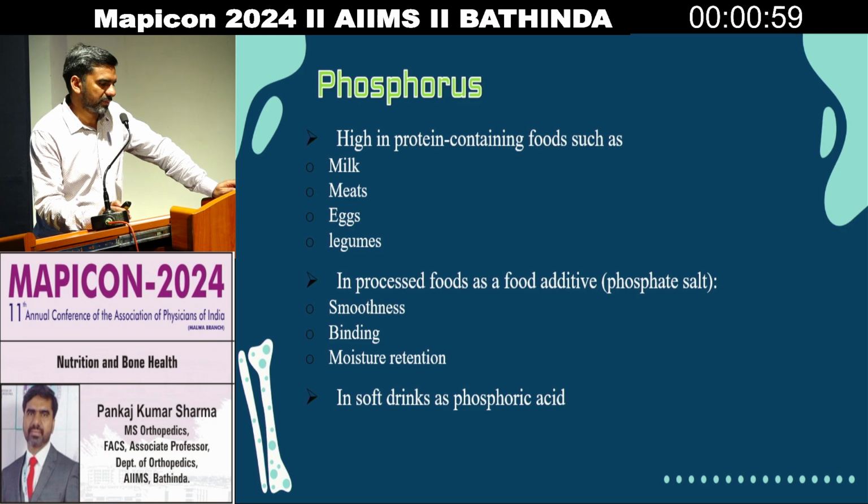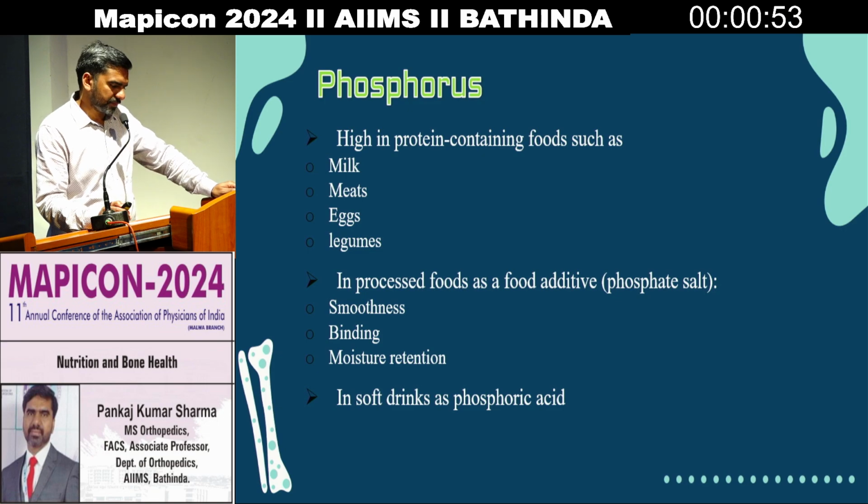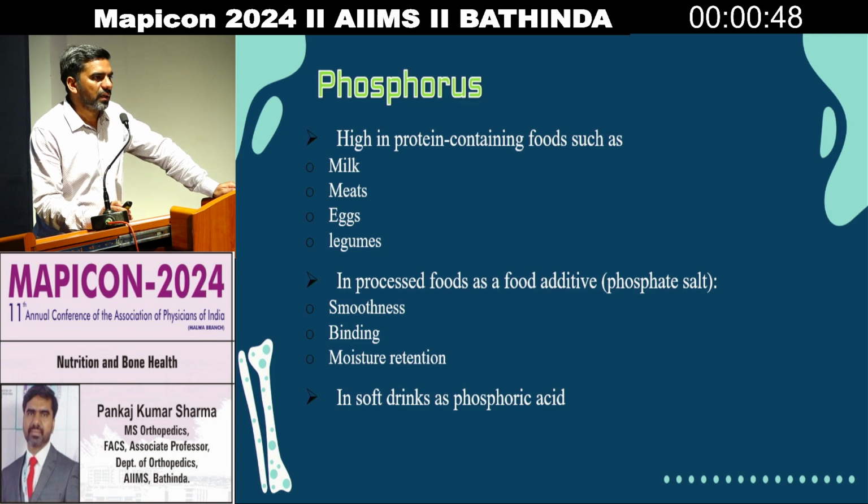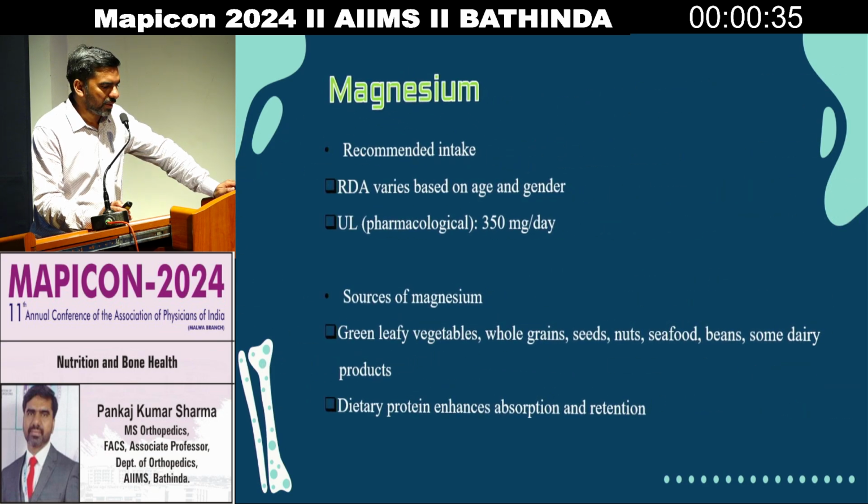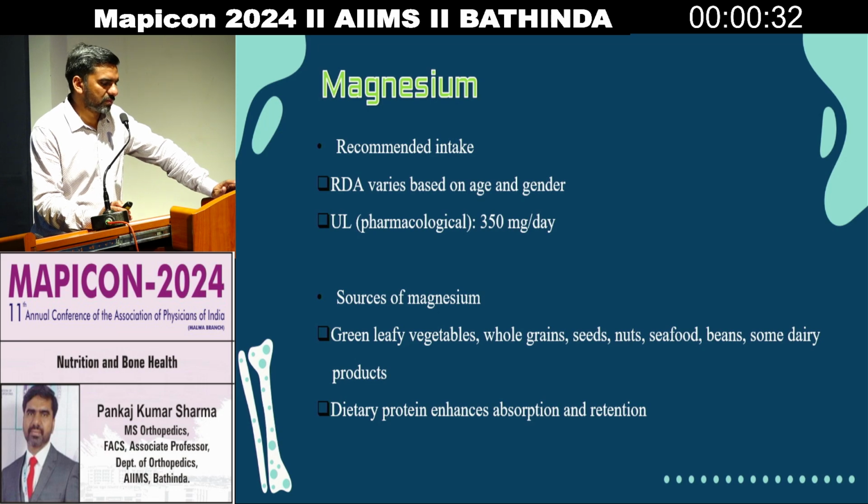Then phosphorus, which can be obtained from milk, meats, eggs, and legumes. In processed food, it is used as a food additive, and nowadays many foods include phosphorus. In soft drinks, it is in the form of phosphoric acid. So phosphorus is also good for bone health. It also has enzymatic activity. Then magnesium, the dose is about 350 milligrams per day, but it can vary. Sources are green leafy vegetables, whole grains, seeds, nuts, seafoods, beans, and some dairy products.